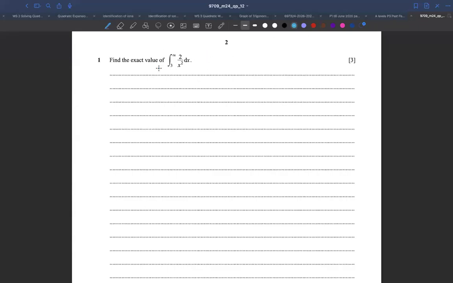Find the exact value of this. The limits are infinity and 3. Please do not get confused if you get infinity over here. So we can write this as 2x to the power minus 2 dx, with limits infinity and 3. First we integrate it.